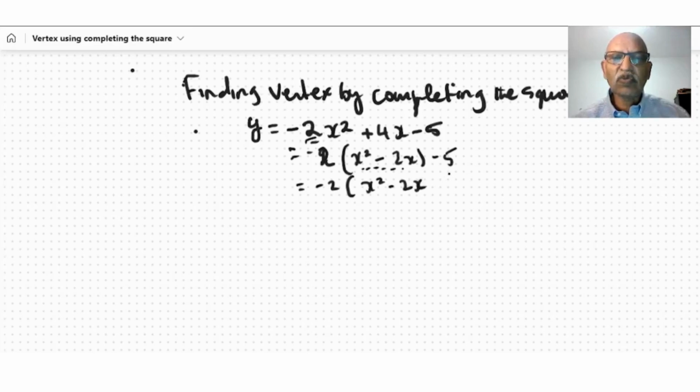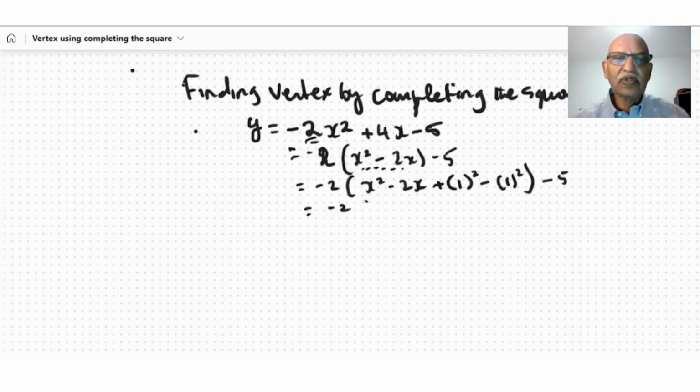So in order to make it a perfect square, I have to add the square of half of this. Half of 2 is 1, therefore I do 1 squared. Since I cannot just add a number, I have to add 0, which means 1 squared minus 1 squared. That's 0. Close the bracket, minus 5.